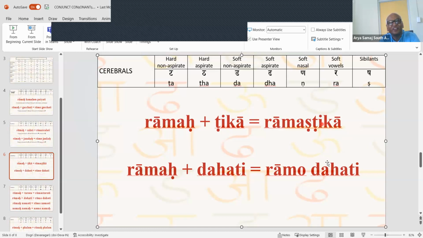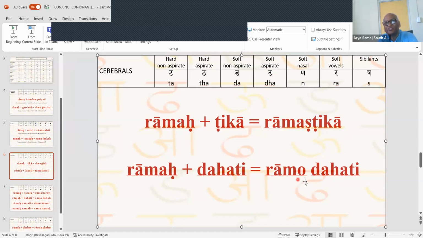Okay. Same rule, people. I'm just giving you examples to demonstrate it, but the rule: Ramaha dahati becomes Ramo dahati, just like Ramo gacchati, Ramo dahati. So when it is a soft consonant, it changes to O.